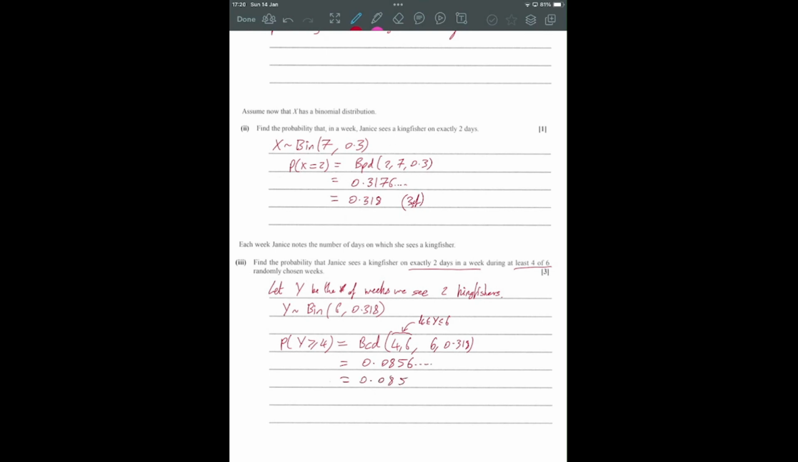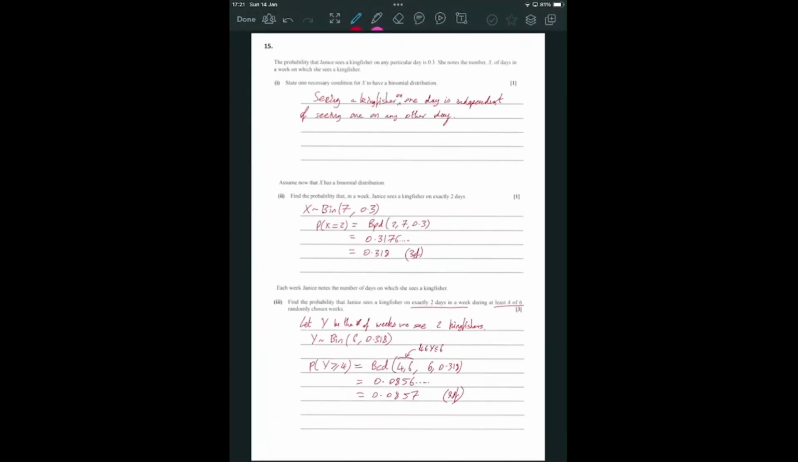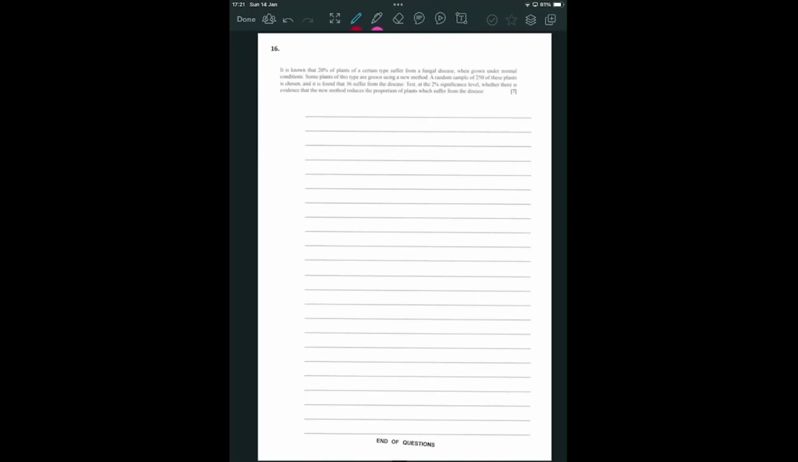Again, I'm going to quote my answer to 3 sig fig as my final answer. Did we expect that to be incredibly low? Well, yes. The chance of this good thing happening is only about 1 in 3. So in 6 attempts, we should only succeed in maybe 2 of those 6 weeks. We're trying to do it for at least 4 of the 6 weeks. So that does feel like it should be quite an unlikely situation, which that probability of 0.08 reflects.